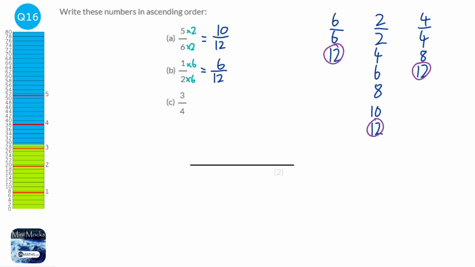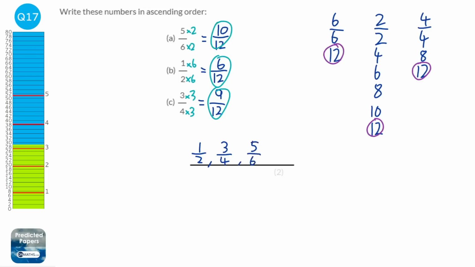And then finally we're going to times top and bottom by 3 for this last fraction, which gives us 9 over 12. And it wants it in ascending order, so we're looking for the smallest fraction first, which is this one, and writing the original fraction as an answer. And then the next one will be this one, because if you look at the numerators, 6 then 9, which will be 3/4, and then 10 is our biggest one, so that would be 5 over 6.